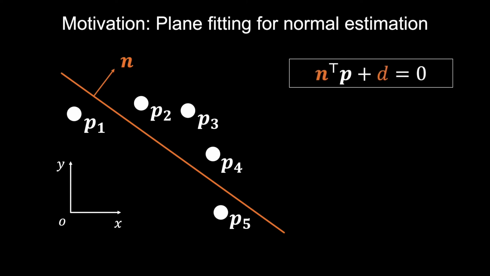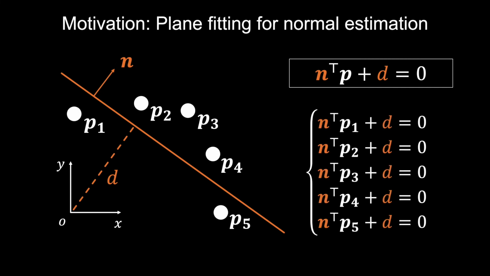Formally, we enforce all nearby points to satisfy this plane equation. D here is the distance of the plane to the coordinate origin, and it's also unknown. The unknown normal vector n and the plane displacement d can be found by solving this linear system. In the normal integration problem, the normal vectors are given, and the points and the plane displacements are to be estimated.